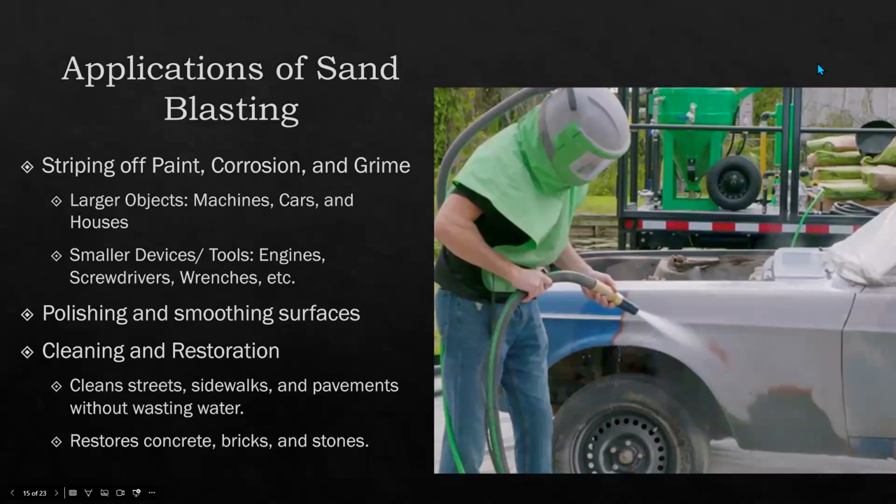Some more applications of sandblasting. So you obviously strip off paint, corrosion, and grime. For larger objects, they'll use it for big machines, cars, and even houses. For smaller devices, like I said before, engines to get the grime off, and even for screwdrivers, wrenches, and other handheld tools. It's also used to polish surfaces and smooth surfaces before applying paint to them, like on the car door that you can see in the picture to the right. And cleaning and restoration, you can also use it to clean streets, sidewalks, and pavements without using any water, and also restores concrete bricks and stones.